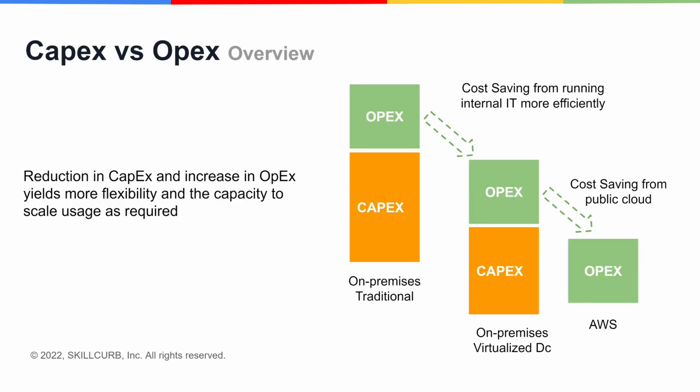Reduction in Capex and increase in Opex yields more flexibility and the capacity to scale usage as required.